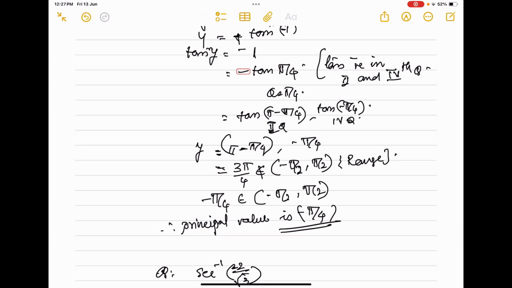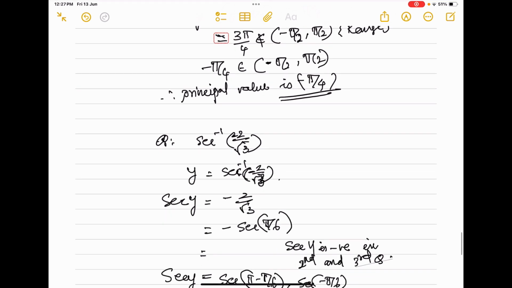It does not belong to negative pi by 2, pi by 2. Then you check negative pi by 4 in the fourth quadrant. That belongs to negative pi by 2, pi by 2. That is, negative pi by 4 is negative 45. It belongs to negative 90, 90, between negative 90 and 90. Therefore, the principal value is negative pi by 4.